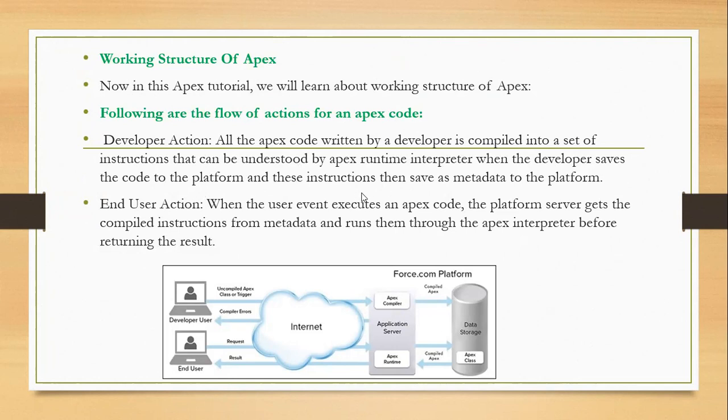These instructions are then saved as metadata to the platform. In user action, when the user's event executes Apex code, the platform server gets the compiled instructions from the metadata and runs them in the Apex interpreter before returning the result.